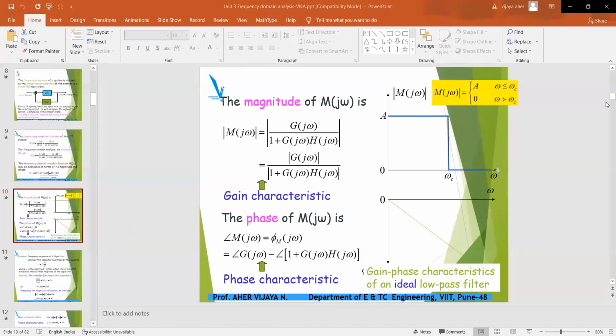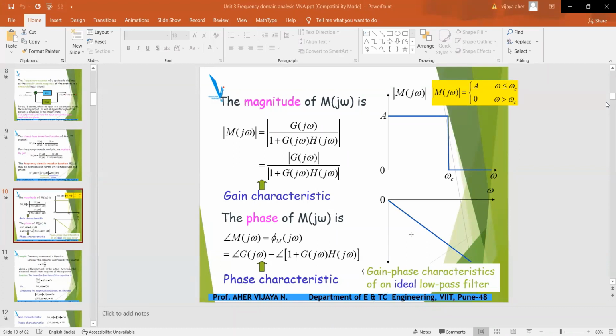Okay. Now, the second one is phase characteristics of ideal low pass filter. This is the phase, and this is the phase characteristics with respect to omega. This is the phase characteristics of an ideal low pass filter. So this one is gain characteristics, this one is phase characteristics of ideal low pass filter. So you have to remember this one.